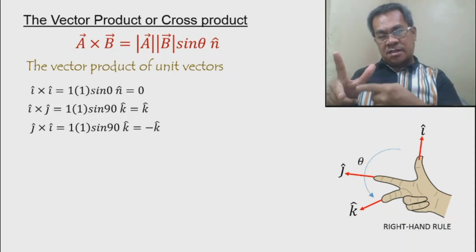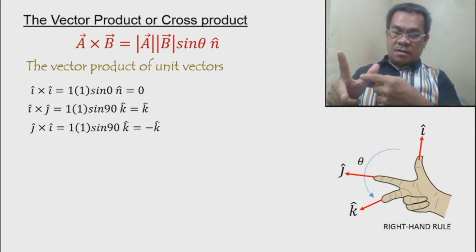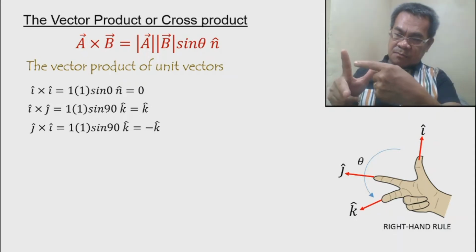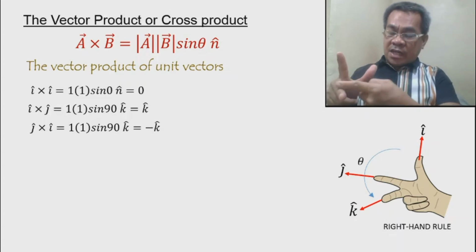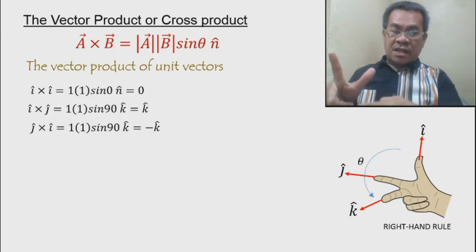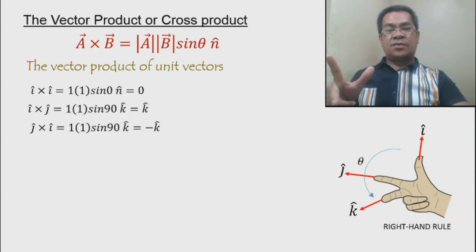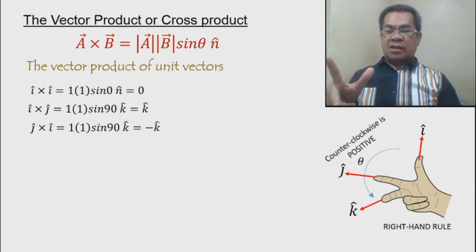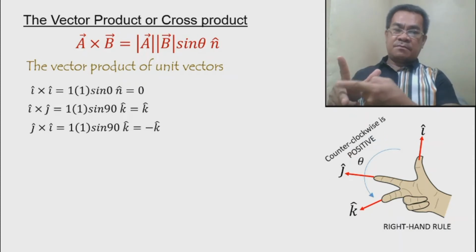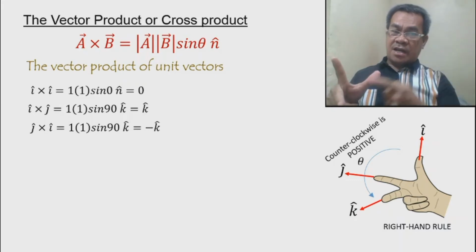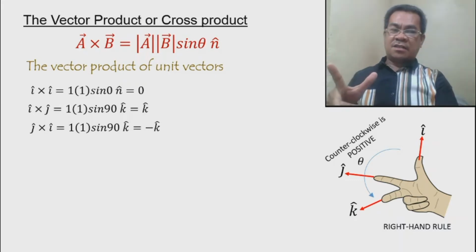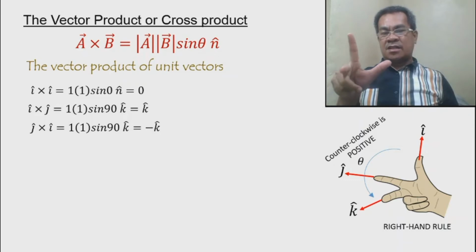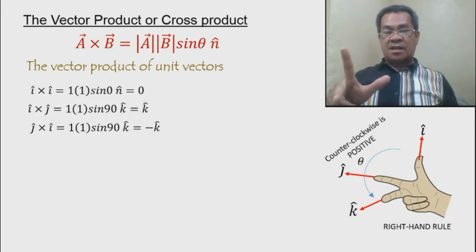So in that case, I think in your orientation, this should be the counterclockwise direction. Therefore, we can assign the counterclockwise to be a positive angle, because you follow I hat, J hat, and K hat. Okay? In your right hand rule. Take note, right hand rule.